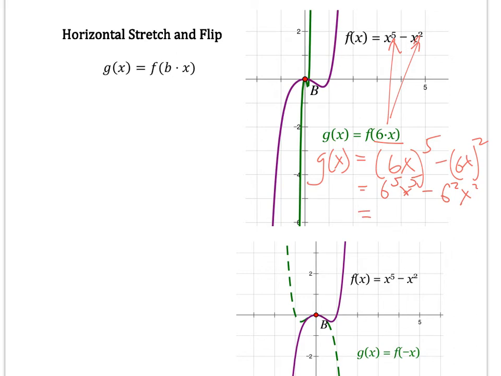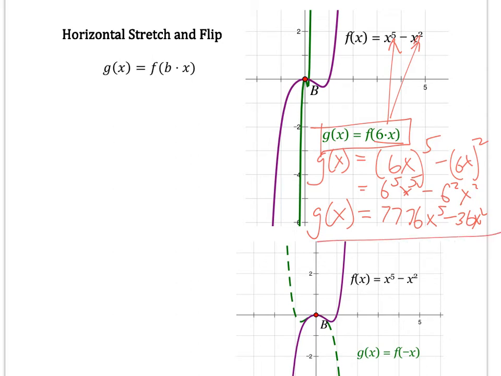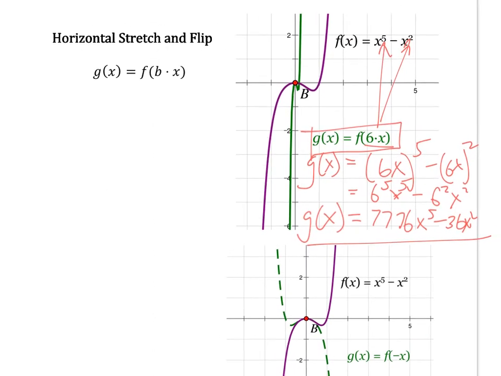And this is a huge number, 7,776 x to the fifth, and minus 36x squared. So there's our g of x. That's really what's going on. So when we say g of x is f of 6x, it just changes the function like this. So what does that do when we multiply x by 6 first?